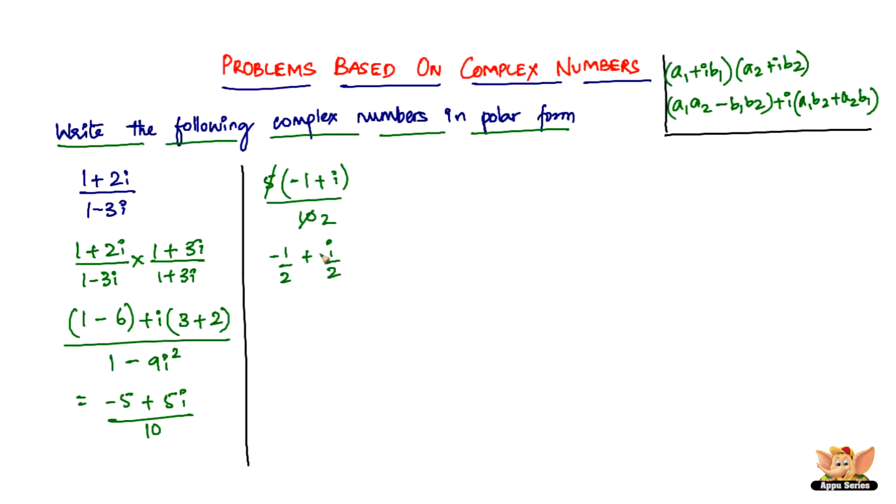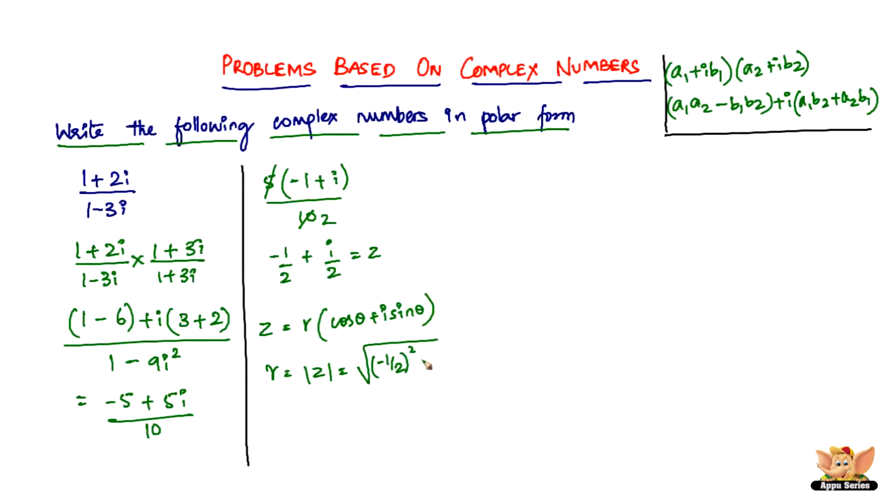Now that we've found its a plus ib form, the next step is we need to find the modulus and then find the argument and then eventually write it in the polar form. So let's find the modulus. Let's say this is equal to z. If you want to write it in its polar form, it will be of this form, r times cos theta plus i sin theta, right? So r is nothing but the mod of z, which is given by square root of a square plus b square. In this case, the a is minus 1 by 2.